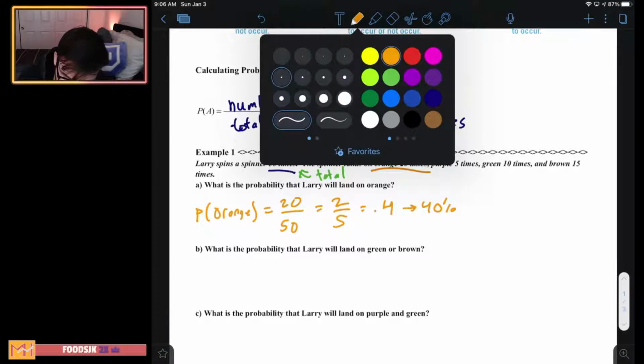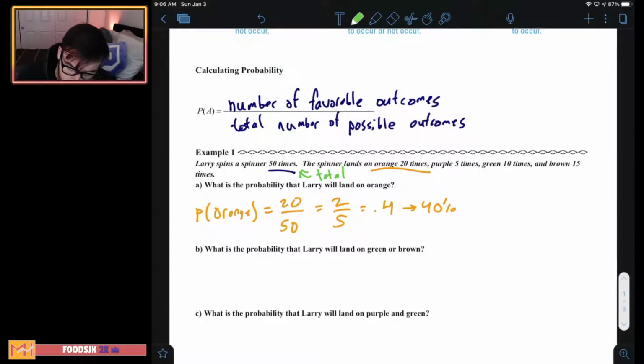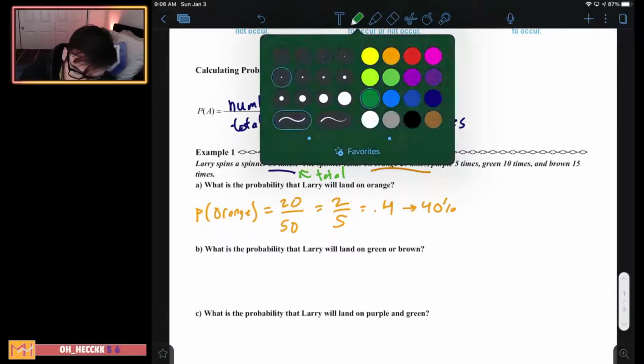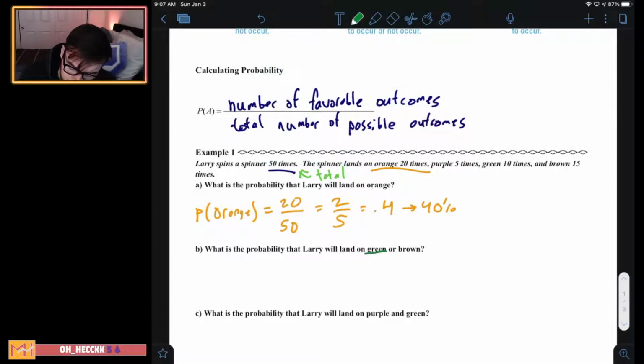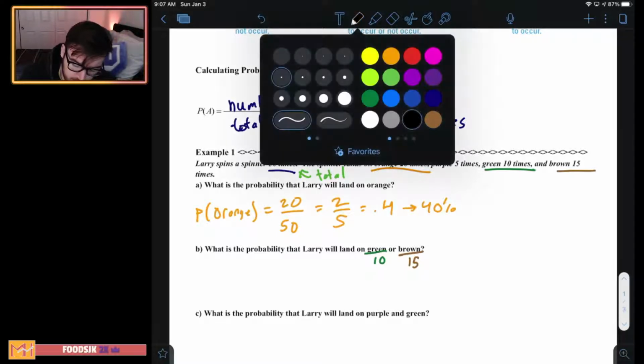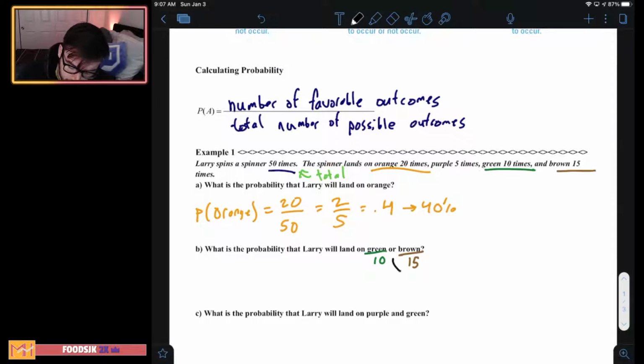Let's do it again, real quick, real easy. The probability of landing on green or brown. Well, if we're landing on green, we landed on green how many times? 10 times. And we landed on brown how many times? 15 times. So how many favorable outcomes are there for landing on green or brown? Well, we're going to add the two together. If it's green or brown, they're both favorable. I'm going to combine their totals.